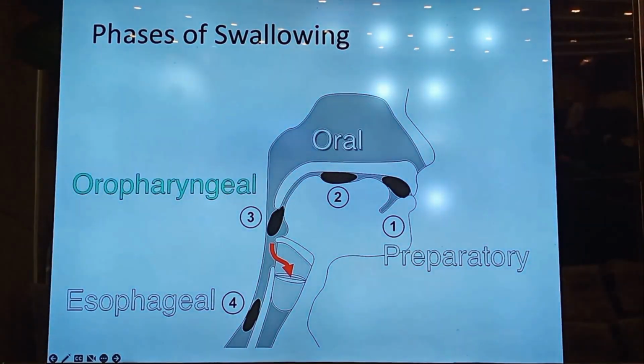The most relevant of these phases to us as ENT surgeons is the oropharyngeal phase. And the reason for this is that this is where the digestive tract and the respiratory tract intersect, and this is where the highest risk of aspiration occurs. So what are the steps that occur during the oropharyngeal phase of swallowing?